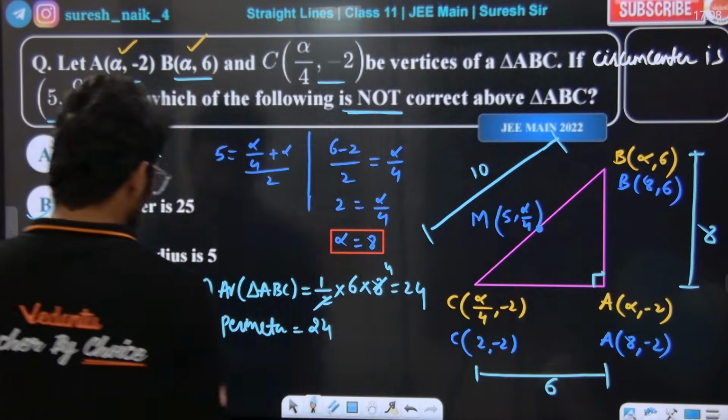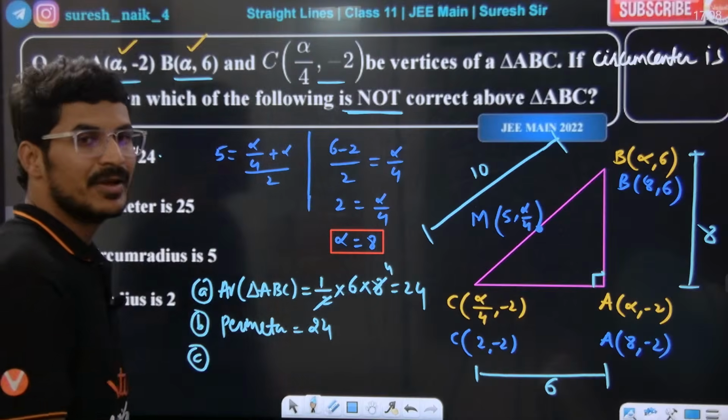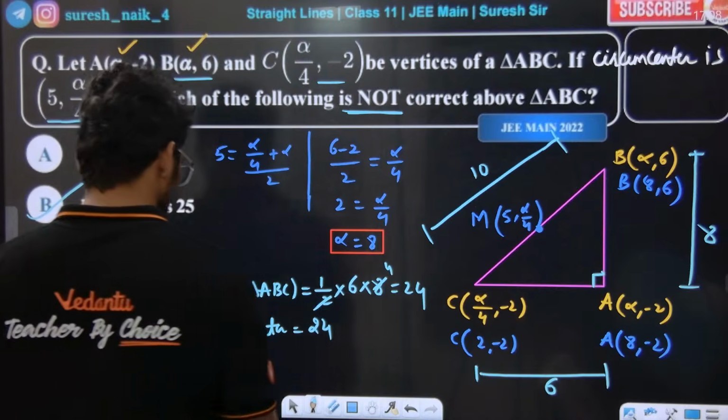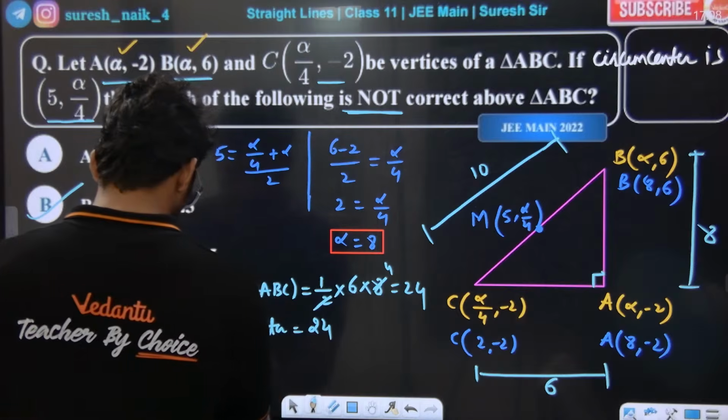Now circumradius. They are asking for the circumradius. The circumradius formula is abc by 4 delta. This is the circumradius, meaning the radius of the circumcircle. R is equal to what?